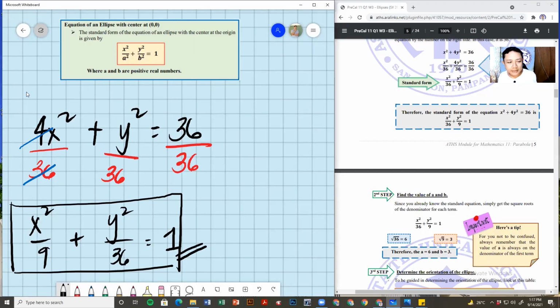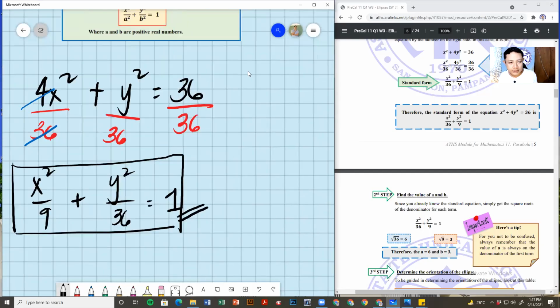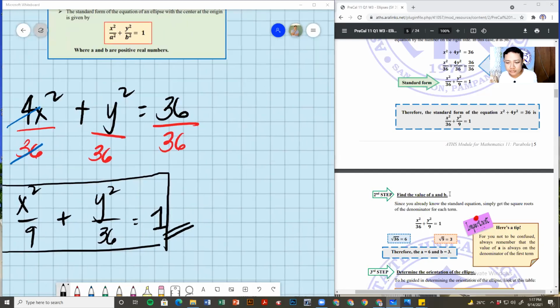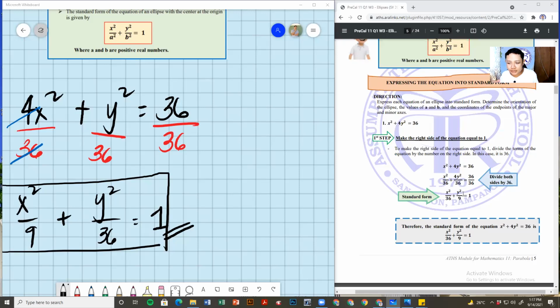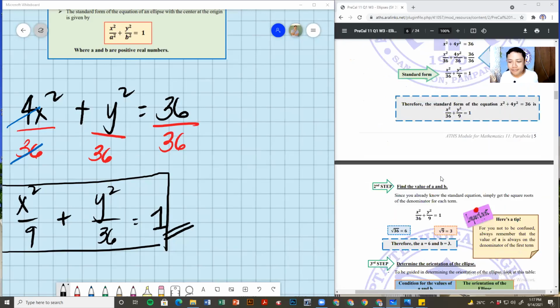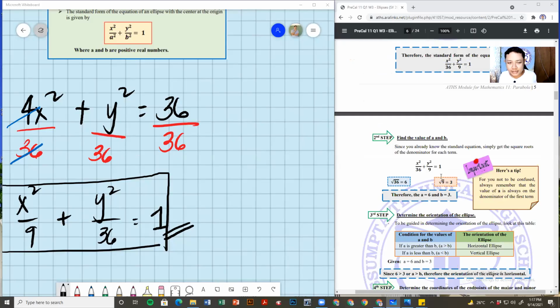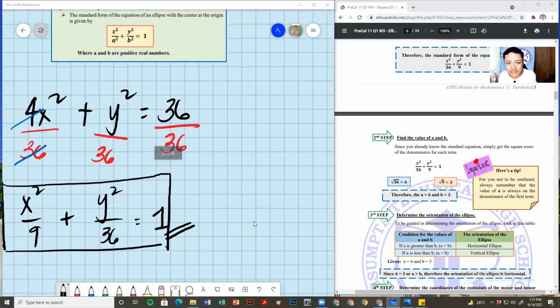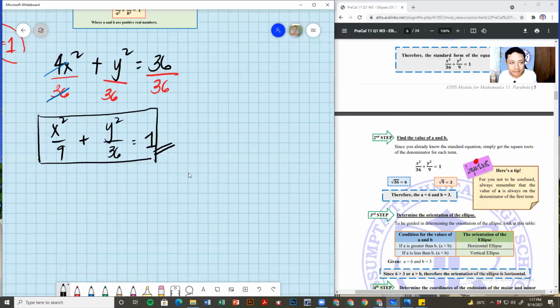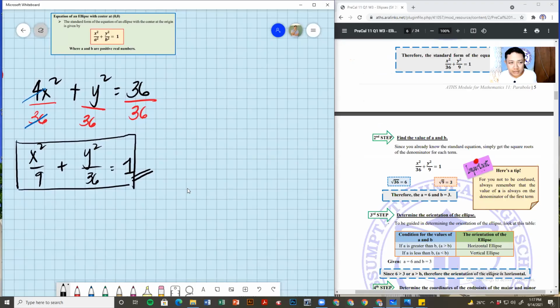Okay, now that we have all this, the next thing to do is to do the process in our graphing. Because after changing it to standard form, the next thing to do is to graph the ellipse because that's the reason why we are doing this. Okay, now that we know how to change it to standard form, let's now move on to its graphing. This is just very easy, don't worry.